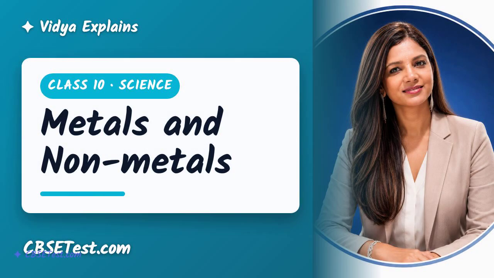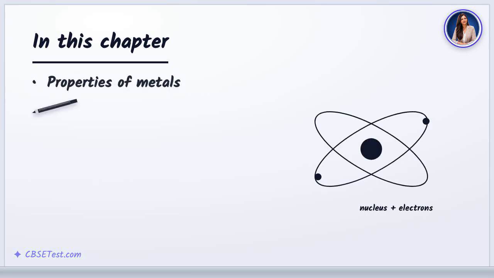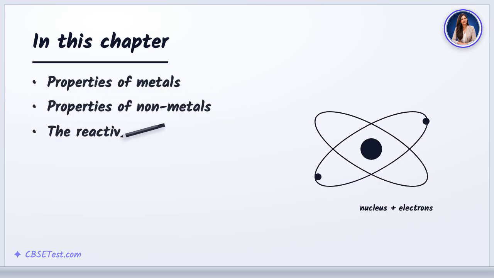Let's learn metals and nonmetals together, step by step. Metals and nonmetals behave very differently. We'll compare their properties, rank metals by reactivity, and see how they form ionic bonds.